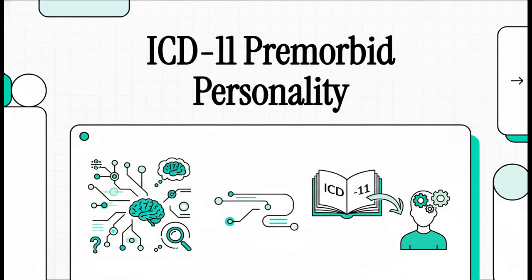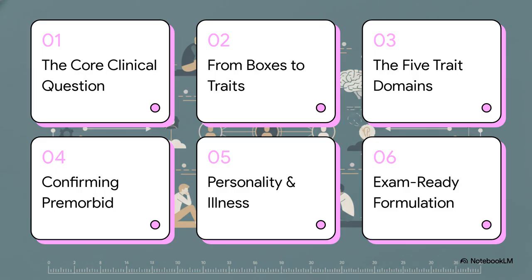Welcome to a really high-yield explainer that's designed to make you super confident when you're assessing premorbid personality, especially using the new ICD-11 framework. We're going to make this practical, clear, and something you can use tomorrow. All right, let's just dive right in. We're going to follow a really clear 6-step clinical workflow.